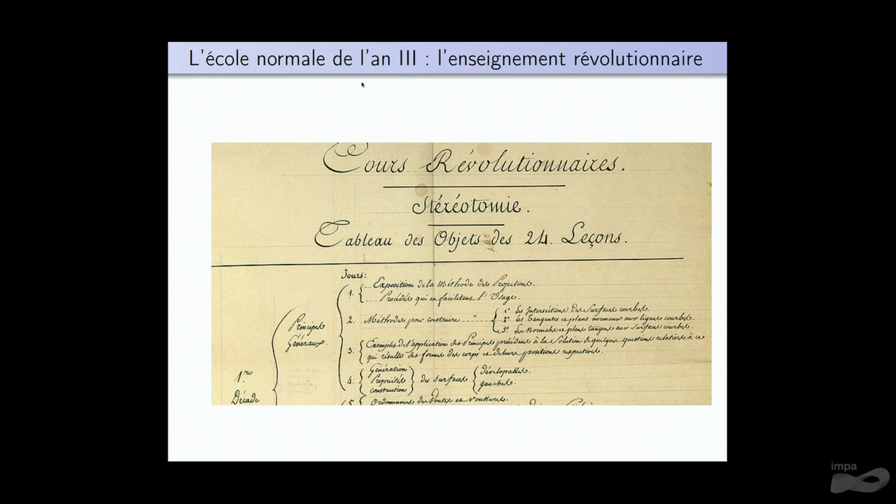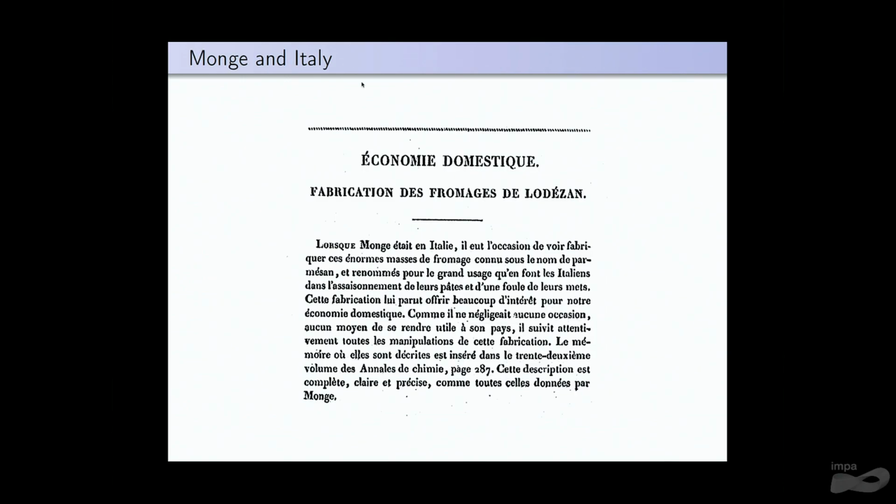He gave many, many courses there, including this one on stereotomy. And then, to tell you how much he was important, I told you he fell in love with Napoleon. And Napoleon asked him, would you imagine that? Napoleon asked him to go to Italy and to take all these fantastic pieces of art in museums, in churches, and to take them back to the Louvre. So he was in charge of stealing all these things.